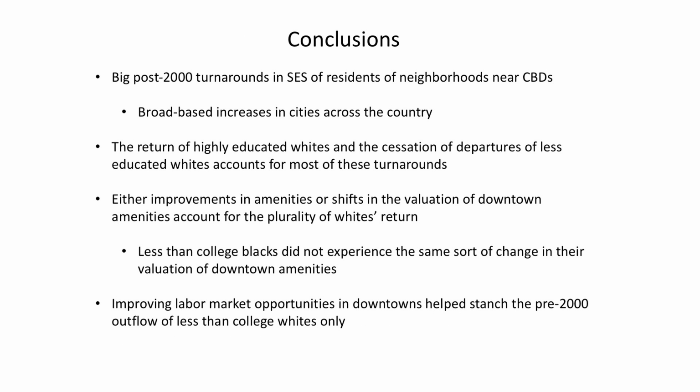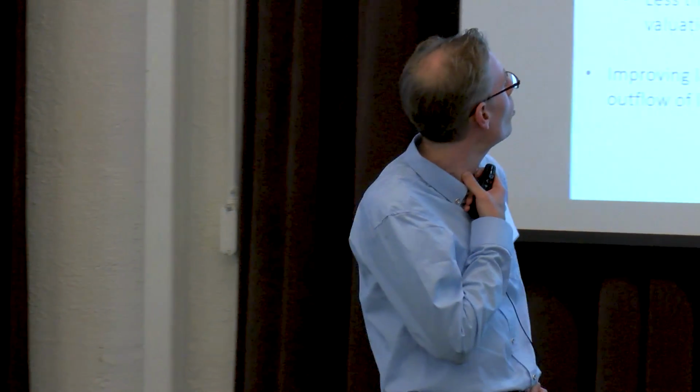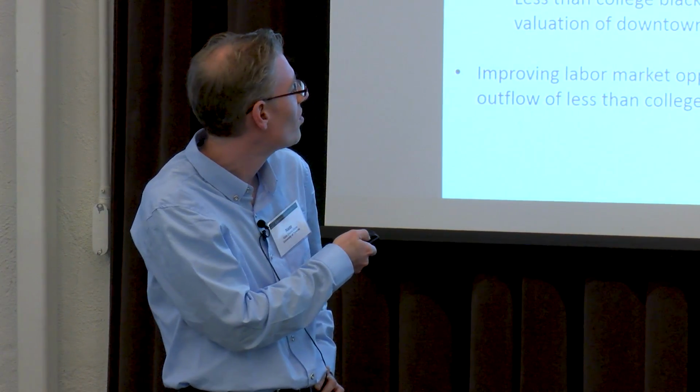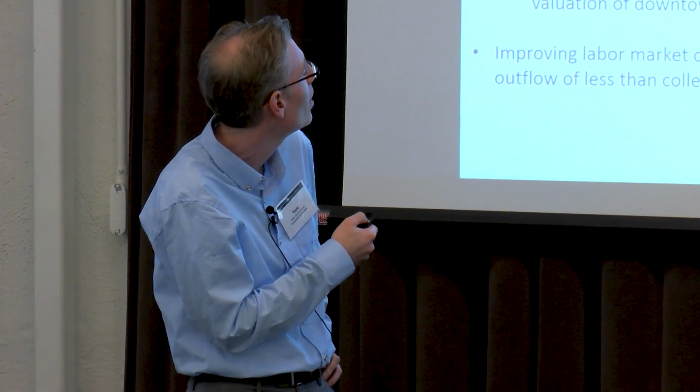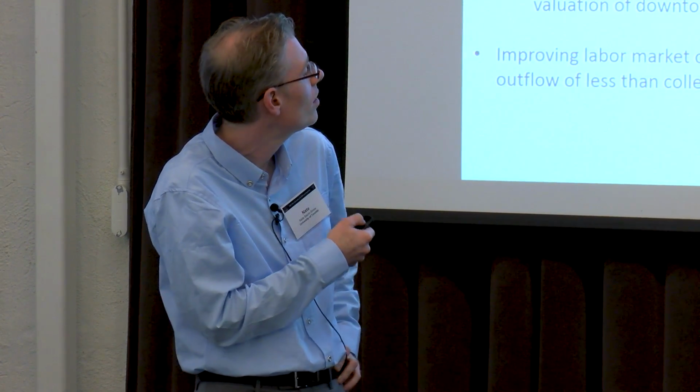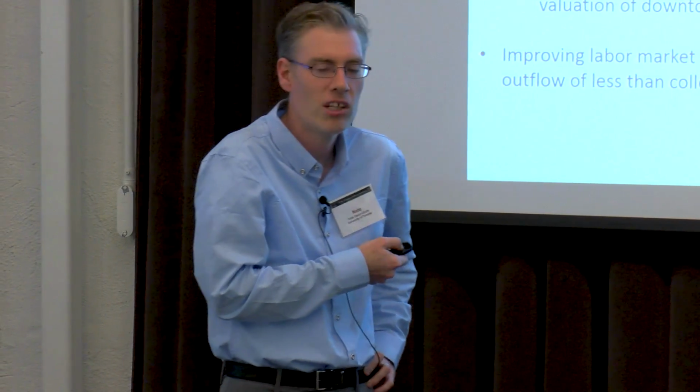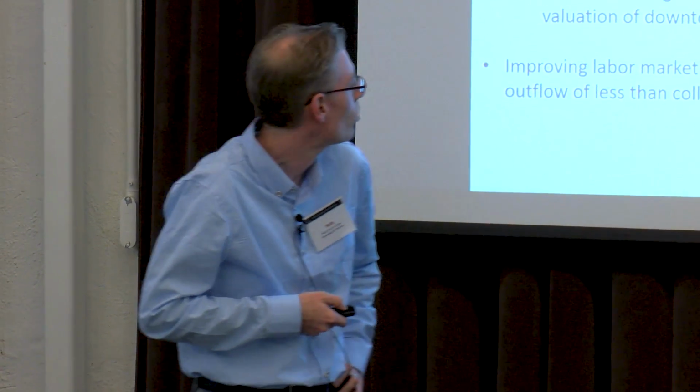Okay, so in conclusion, we had this turnaround of downtown neighborhoods. It's very broad-based, and I think the biggest thing that I learned from doing all this decomposition was that a big part of it was the cessation of departures of less educated whites, accounting for a lot of this. Okay, and so how can we understand it? Well, it's either improvements in amenities or shifts in the valuation of downtown amenities that account for the whites' return, but this mechanism doesn't apply especially to less than college-educated minorities.